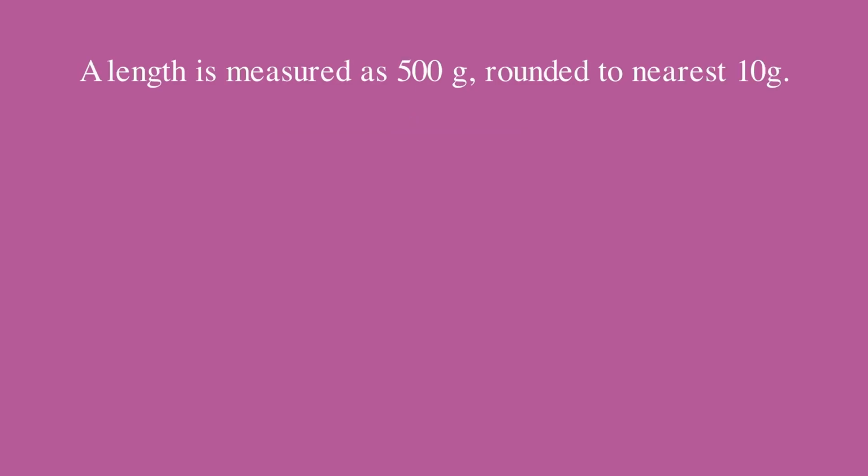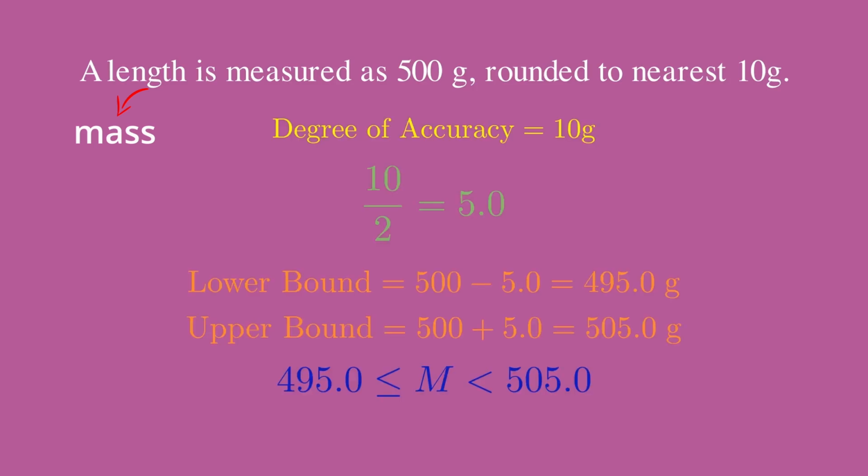In example 2, the mass of a bag of rice is 500 grams, rounded to the nearest 10 grams. Find its lower and upper bounds. In this case, the measurement is 500 grams, and it's rounded to the nearest 10 grams. So our degree of accuracy is 10. Half of that is 10 over 2, which is 5. The lower bound is 500 minus 5, which is 495 grams, and the upper bound becomes 500 plus 5, which is 505 grams. So the mass is between 495 grams inclusive and 505 grams exclusive.